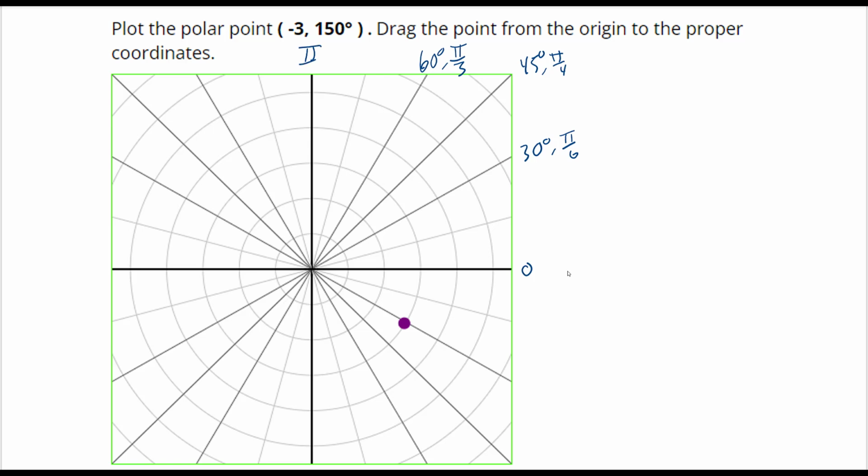Here's pi over 2, which is 90 degrees. And then this is where it gets more interesting. 120 degrees. And that would be 2 pi over 3. And then we're at 135 degrees for this one here, which is 3 pi over 4. And then we're at 150 degrees, also 5 pi over 6. And then we're at 180 degrees, also pi.